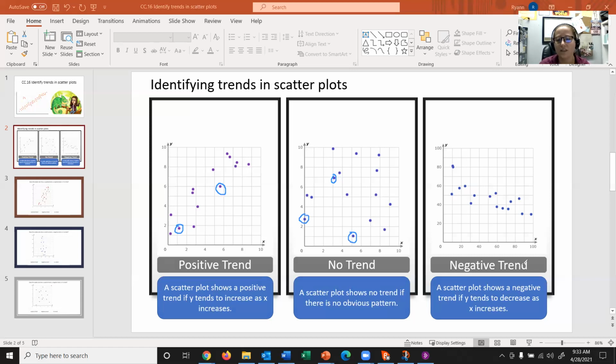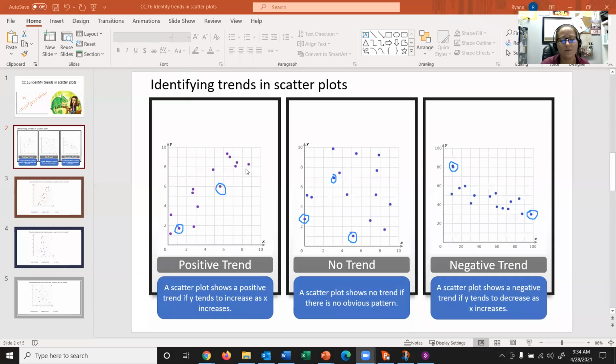And then we go over to the negative trend. A scatter plot shows a negative trend if Y tends to decrease as X increases. So when we look at the X-axis, we can see that it is increasing. However, when you look at the Y axis, we can see that the data started at a high point here and then has slowly decreased to about right here. Even though X is still increasing, we can see that Y is decreasing, which means that there is a negative trend in the data. One is increasing, one is decreasing.